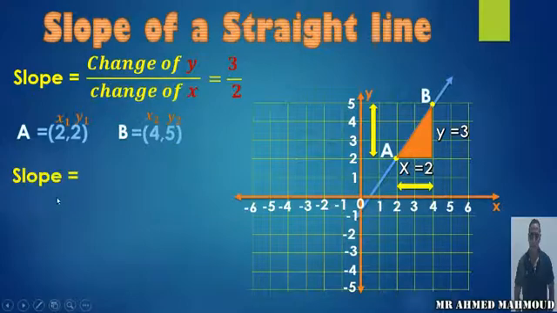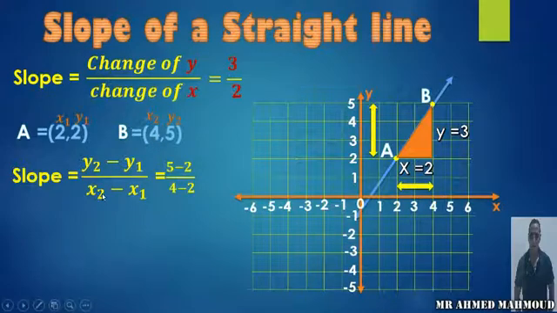As I said before, the slope is the change of y over the change of x. To measure the change of y, we subtract y2 minus y1, which is 5 minus 2. To measure the change of x, we subtract x2 minus x1, like this: y2 minus y1 over x2 minus x1. This is the change of y, and this is the change of x. Here, 5 minus 2 over 4 minus 2. 5 minus 2 equals 3, and 4 minus 2 equals 2.